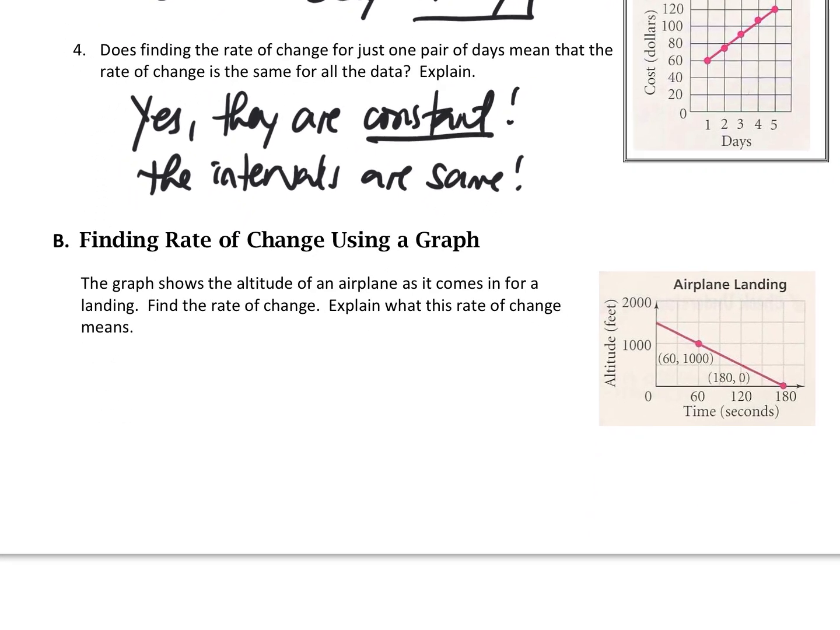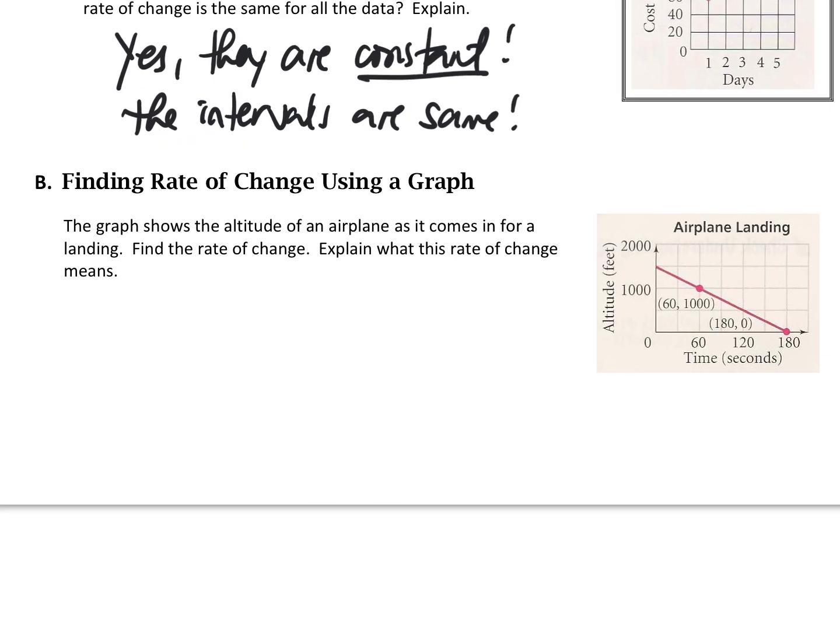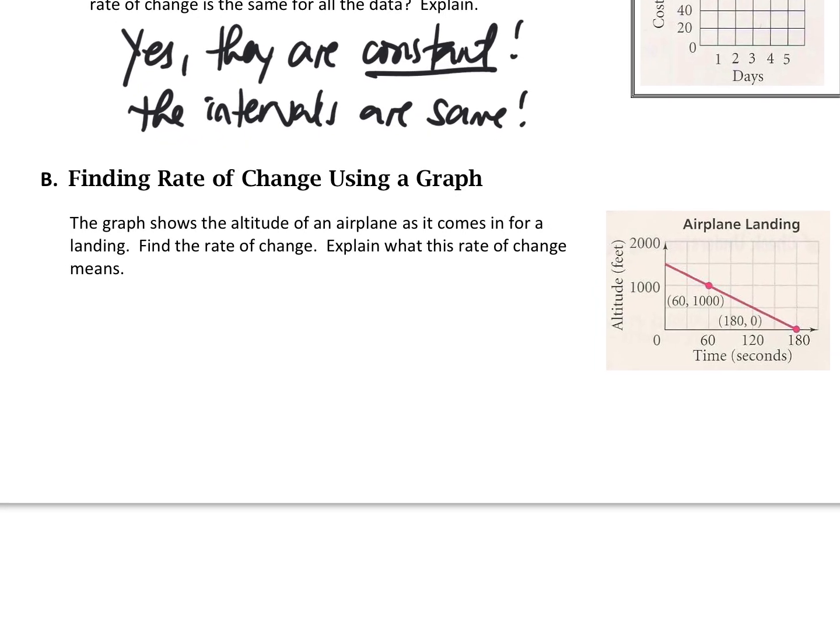Okay, letter B. So let's look at this one. Finding the rate of change using a graph. Here, the graph shows the altitude of an airplane as it comes in for a landing. Find the rate of change. We'll explain what this rate of change means.